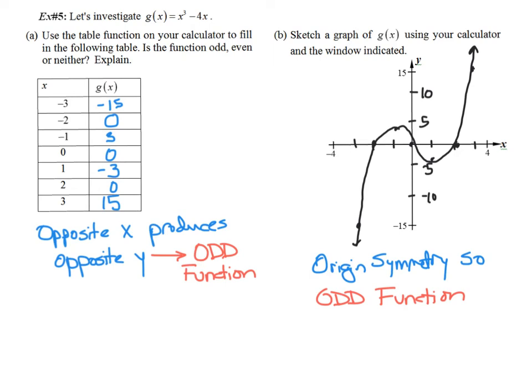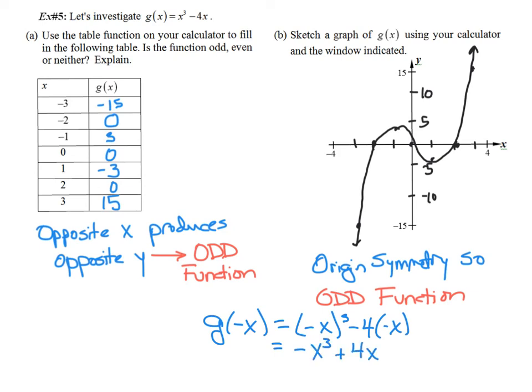Now we could also take a minute and do f of negative x. Oh, I'm sorry, this is the function g of x, so let's find g of negative x. When I substitute negative x in for x, I should have negative x cubed minus 4 times negative x, giving me the function negative x cubed plus 4x. This, of course, is the opposite of my g of x function. So if it's the opposite of my g of x function, that tells me that yes, without a doubt, I do have an odd function.